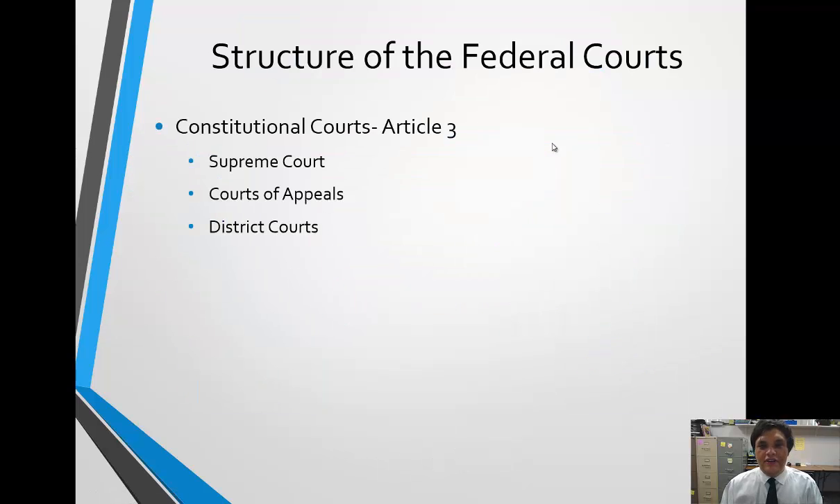The structure of the federal courts breaks down into three main tiers usually. You have what are called the constitutional courts because they were set up by the Constitution in Article 3. You have the Supreme Court, which we're all familiar with, and then directly under the Supreme Court, you have the Court of Appeals, from which the Supreme Court gets a lot of its cases. If the courts of appeals can't reach a verdict, or the defendant or the plaintiff appeals it, then it will go to the Supreme Court.